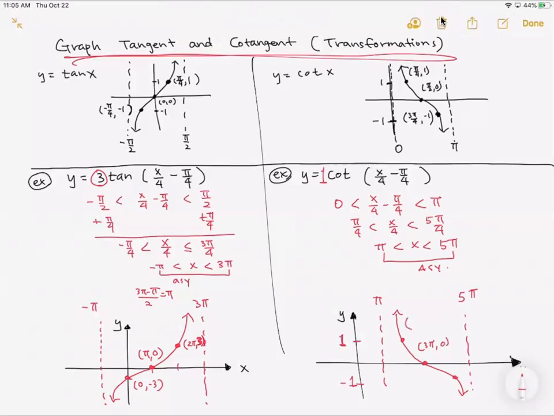And if I take the midpoint of 3 pi and pi, that will give you 2 pi. And the last key point is located between 3 pi and 5 pi, so it will be 4 pi, comma, negative 1.